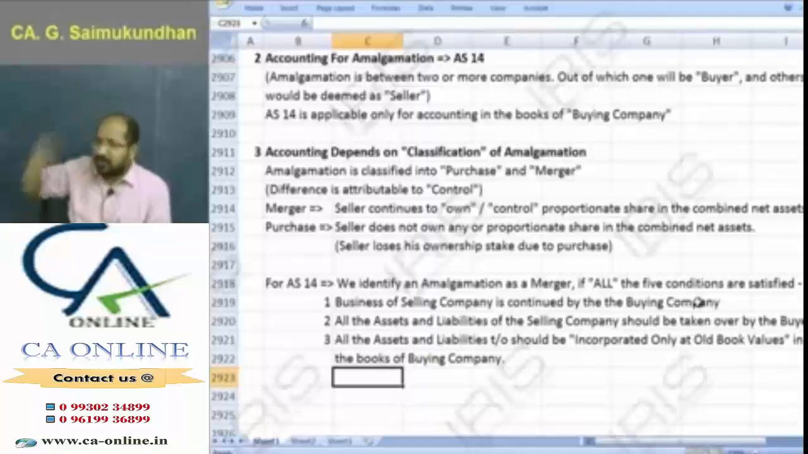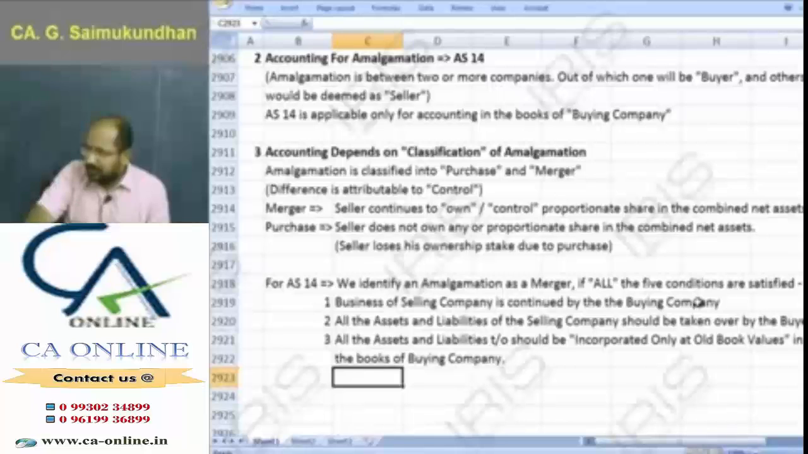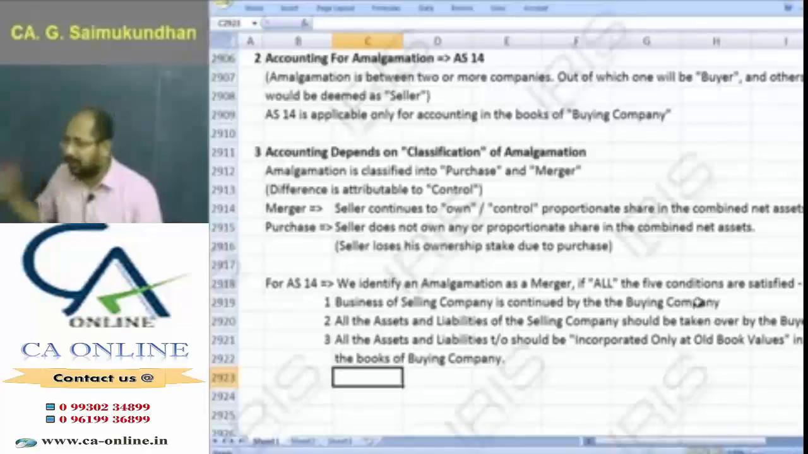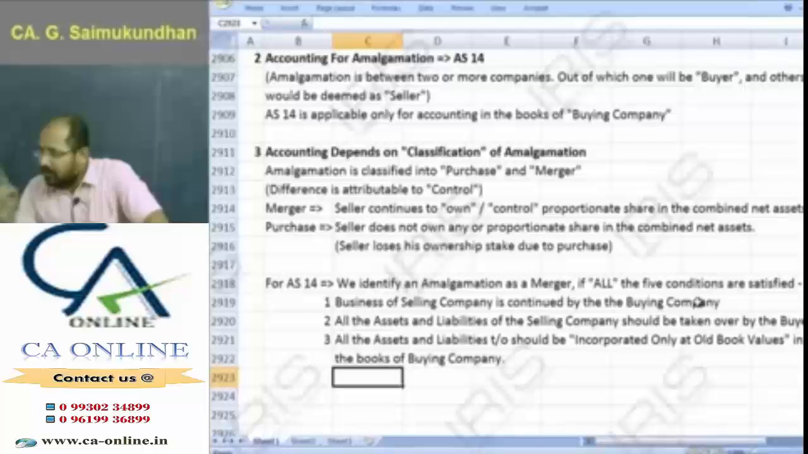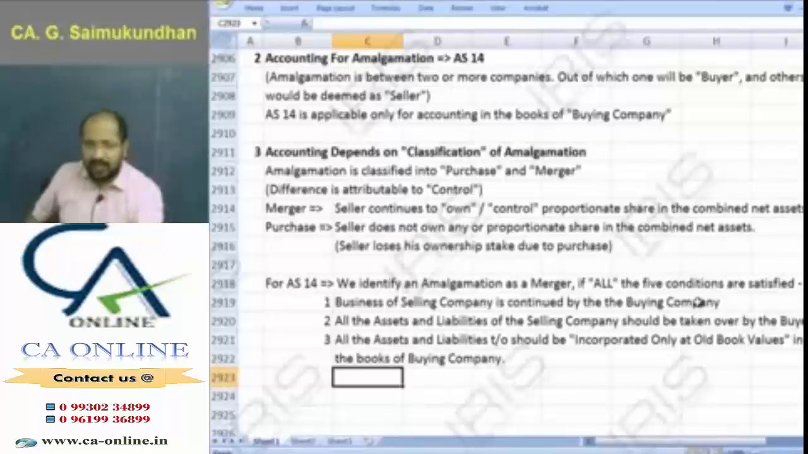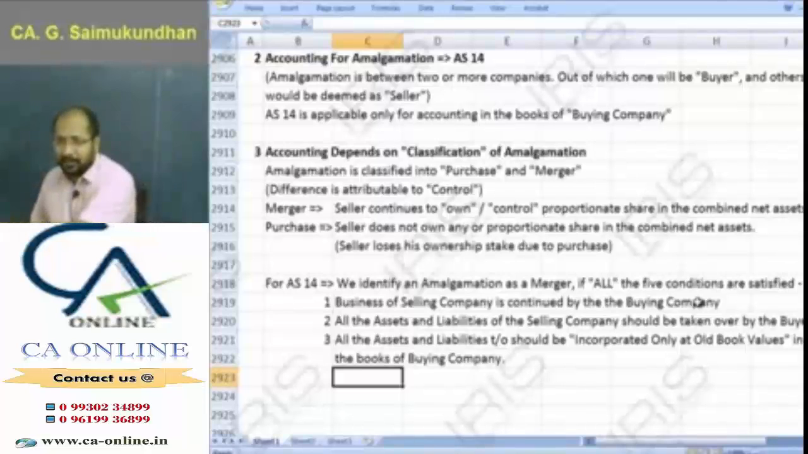This is a convention. But once we come down to amalgamation in the nature of merger, you may pay me 10 lakhs to buy that asset, but in your books, you should show this asset at what price? 7 lakhs. At what cost? Only 7 lakhs. That is what the third condition is all about. At whatever value an asset or a liability was appearing in the books of selling company, at that value I should be reflecting these assets and liabilities in the books of buying company.